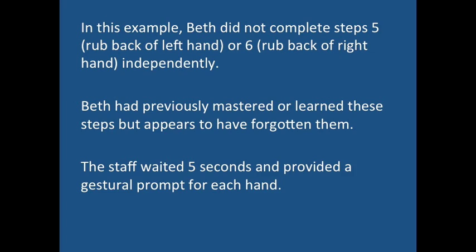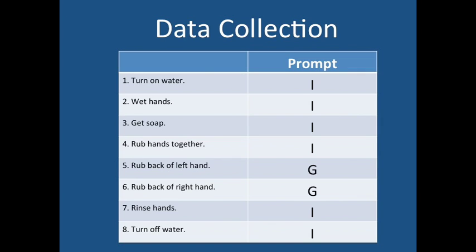In the previous example, Beth did not complete step 5, which is rub back of left hand, or step 6, which is rub back of right hand, independently. Beth had previously mastered or learned these steps, but appears to have forgotten them or had gotten stuck. So the staff waited 5 seconds for Beth to rub her hands, and then provided a gestural prompt for each hand. When recording the data, you would record a G for both steps 5 and 6, as Beth required gestural prompts to complete both steps. All of the other steps were completed independently, so you would record I's for all of the other steps in the task analysis.